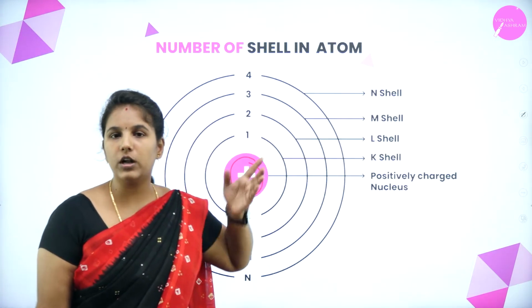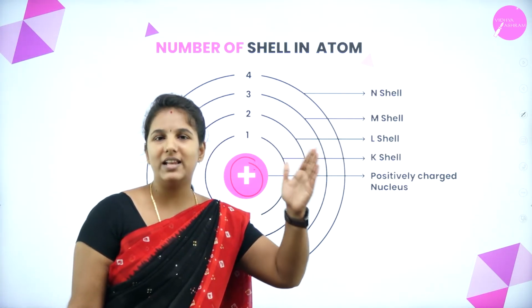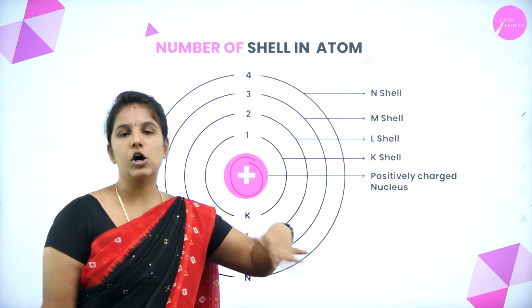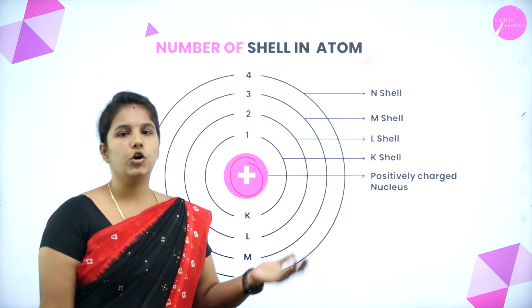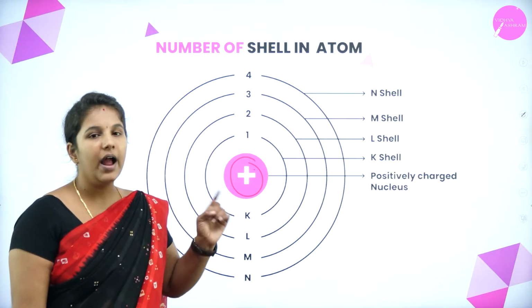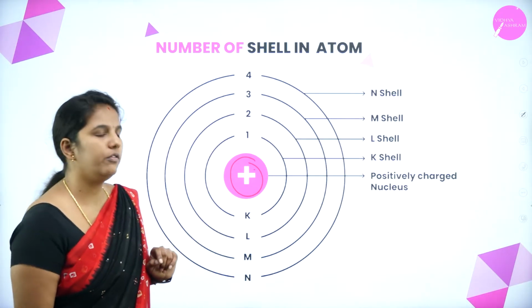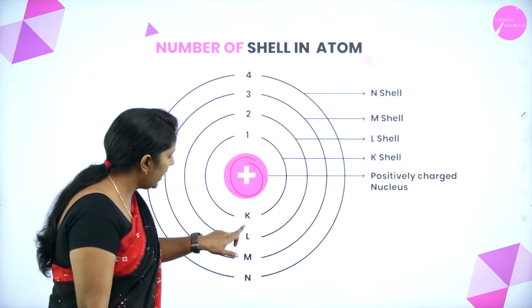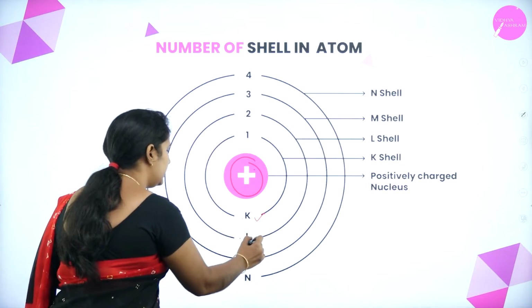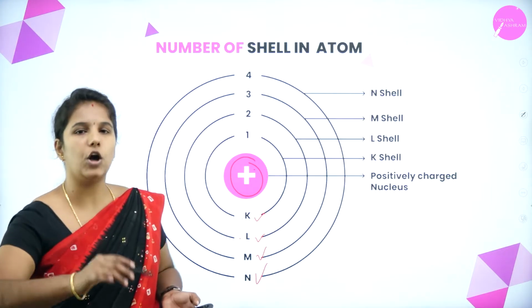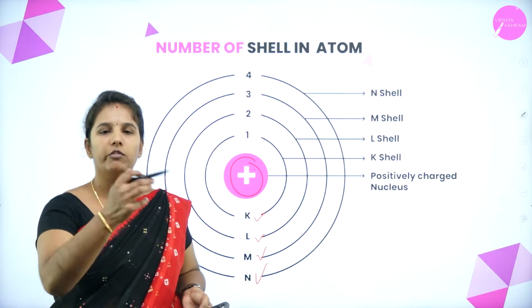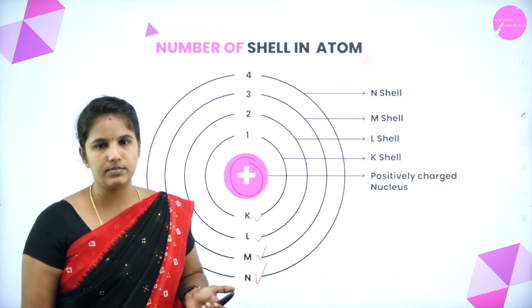They are also called energy levels, orbits or shells. They are named shells, orbits or energy levels. And also he gave the naming for these, that is K, L, M and N shell. So these are the different orbits or shells present within an atom, right?